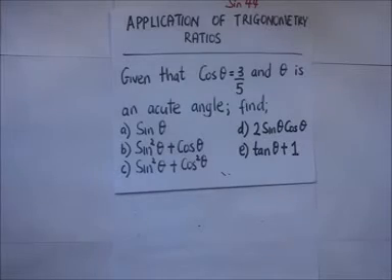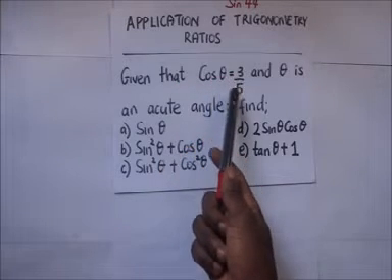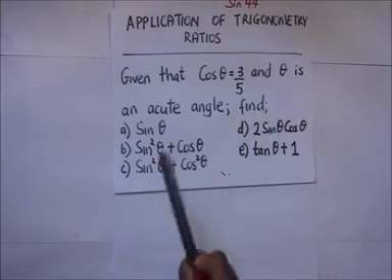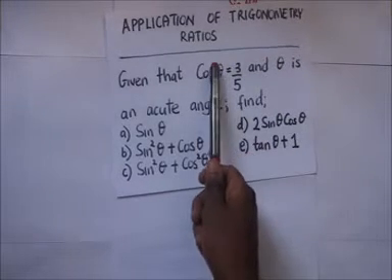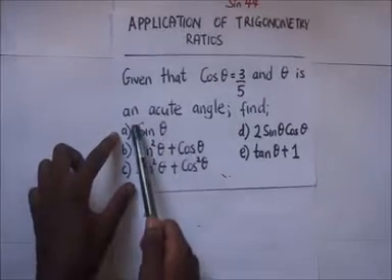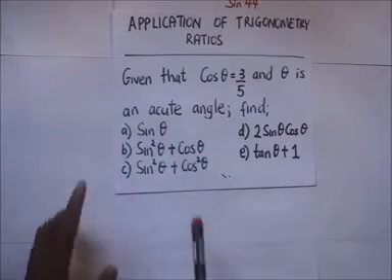As we continue with the application of trigonometrical ratios, we have a number to do here to demonstrate some of this application. The question says that we are given cos theta, which is 3 over 5, and theta is an acute angle. We all know that an acute angle is an angle that lies between 0 and 90 degrees. So we are asked to use this information to find the values of sine theta, sine squared theta plus cos theta, and so forth. So let's try and do this number.